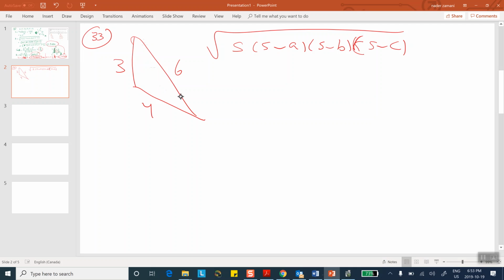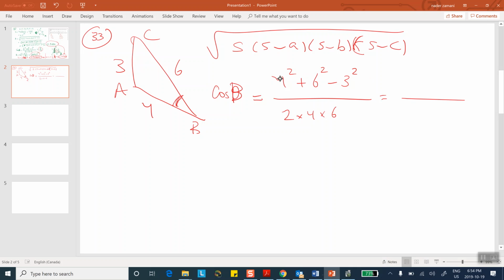Now, let me do it my way. So this angle, I'll call these things A, B, C. How about that? Let me go ahead and find this angle B. Okay, so cosine of B is equal to 4 squared plus 6 squared minus 3 squared divided by 2 times 4 times 6. Was that right?